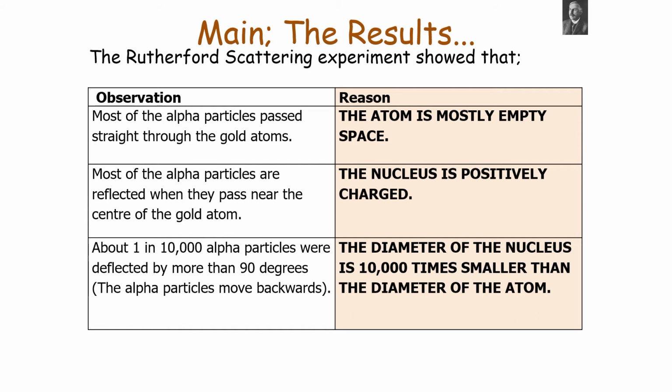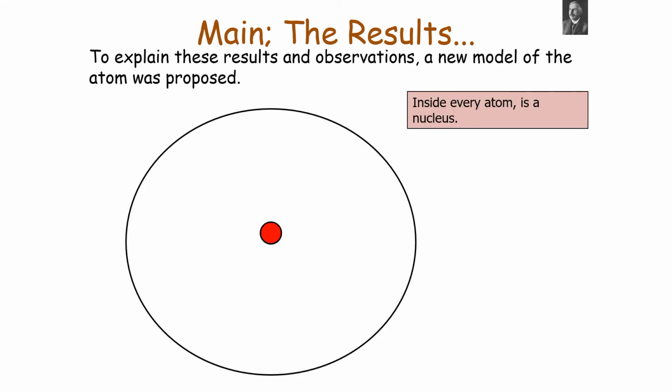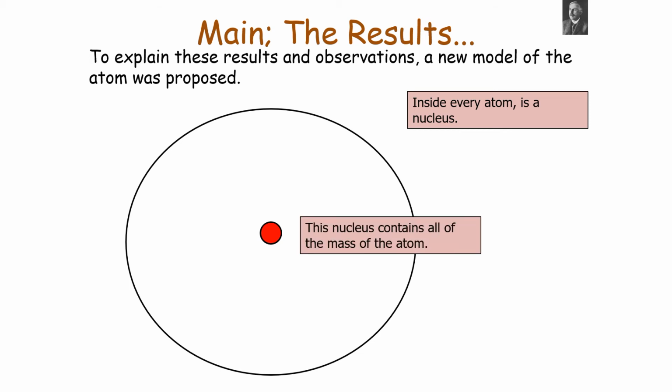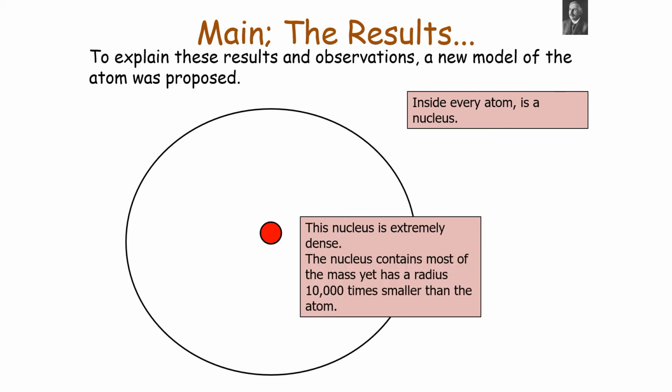They move backwards because the diameter or radius of the nucleus is 10,000 times smaller than the diameter or radius of the atom. So to explain these results, a new model of the atom was proposed, where inside every atom there's a nucleus which contains the mass of the atom and all the positive charge of the atom, and it's extremely dense. The nucleus contains most of the mass, yet has a radius 10,000 times smaller than the atom.